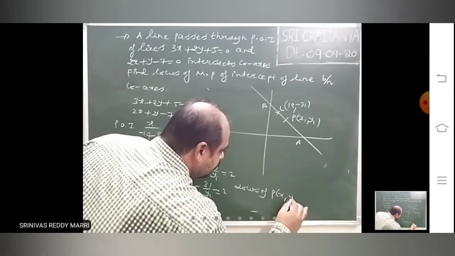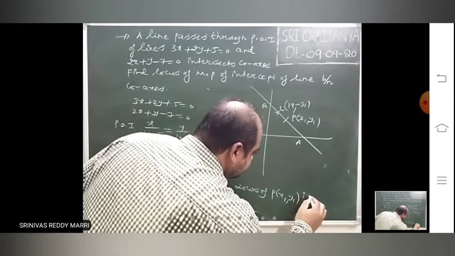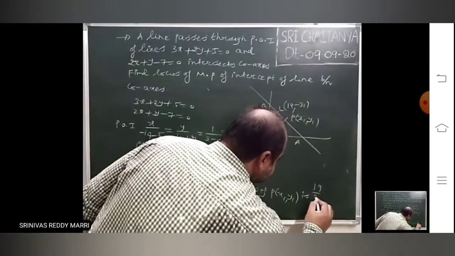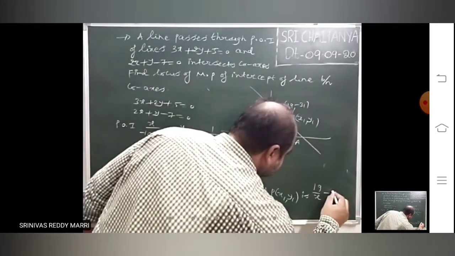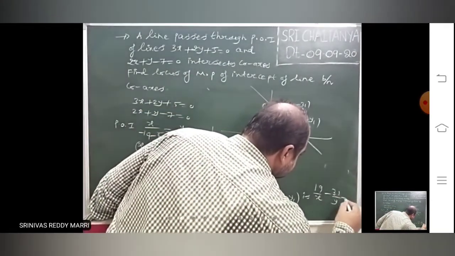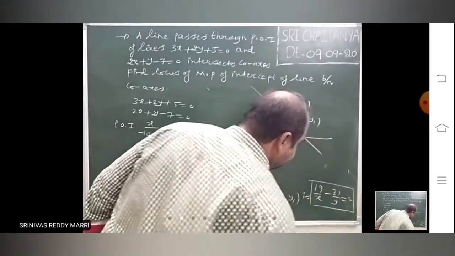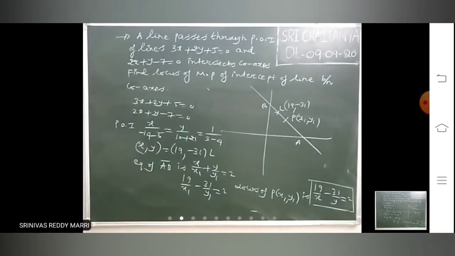locus of P(x1, y1) is nothing but, replace x1 by x and y1 by y: 19 by x minus 13 by y equal to 2. That is the required locus. The model is same, right?